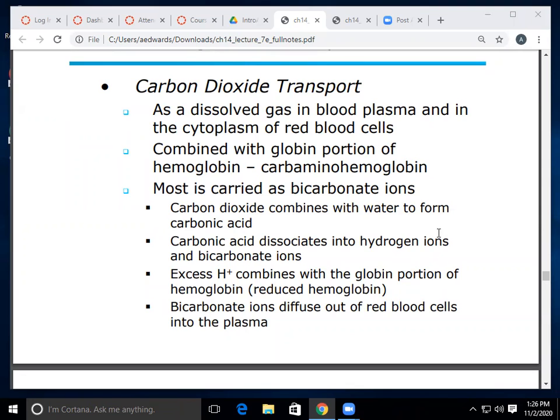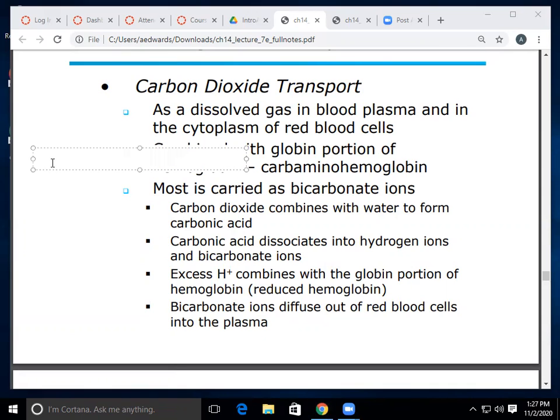The carbonic acid then is going to dissociate into hydrogen ions and bicarbonate ions. Excess hydrogen ions are going to combine with the globin portion of the hemoglobin, forming what we call reduced hemoglobin. Bicarbonate ions will diffuse out of those red blood cells and go into the plasma. So it's a lot there. So let's see.